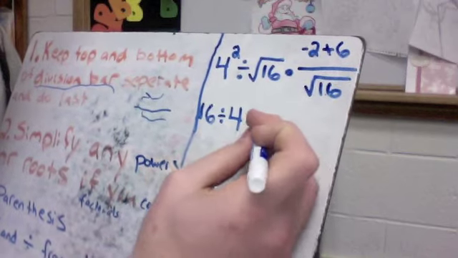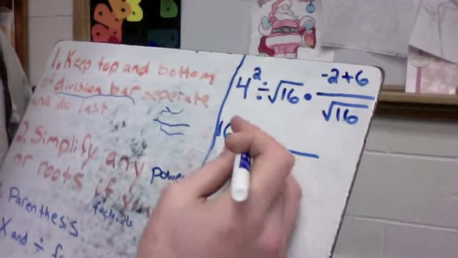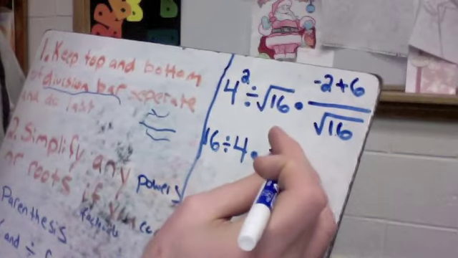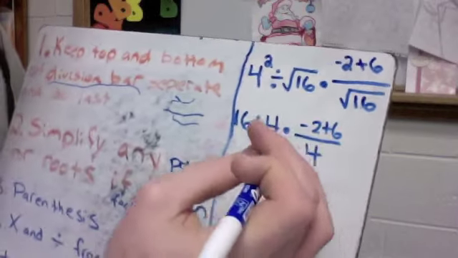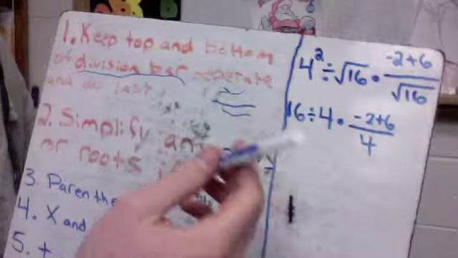Times, here's our division bar. Let's see here. Square root of 16 is also 4, just like it was here. And then we'll put that at the top. Okay. Now, treat these division bars kind of like parentheses.